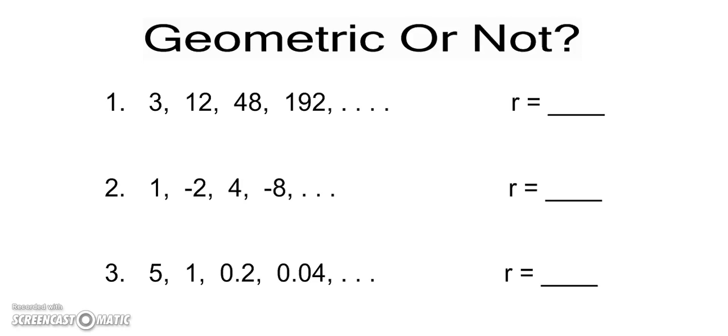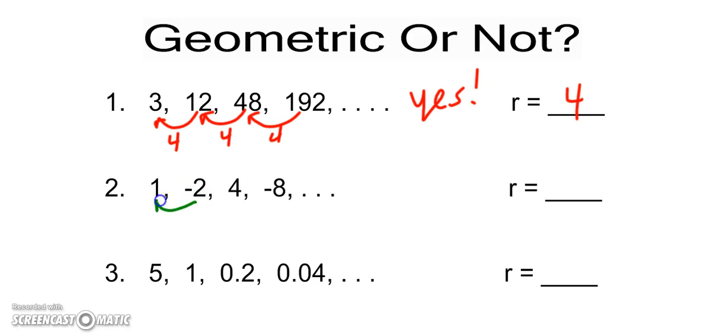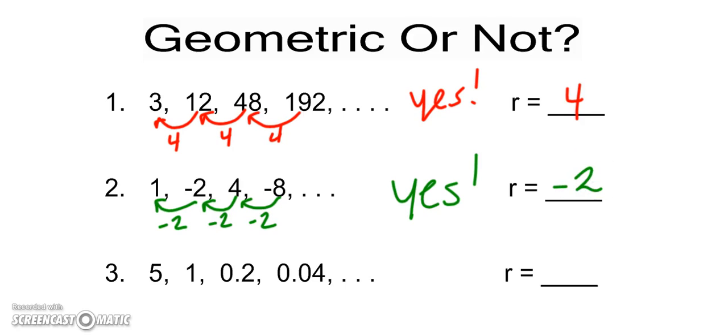Okay, so is the sequence geometric or not? So 12 divided by 3 is 4. 48 divided by 12 is 4. 192 divided by 48 is 4. So yes, and r is equal to 4. Negative 2 divided by 1 is negative 2. 4 divided by negative 2 is negative 2. Negative 8 divided by 4 is negative 2. So yes, and r is equal to negative 2.